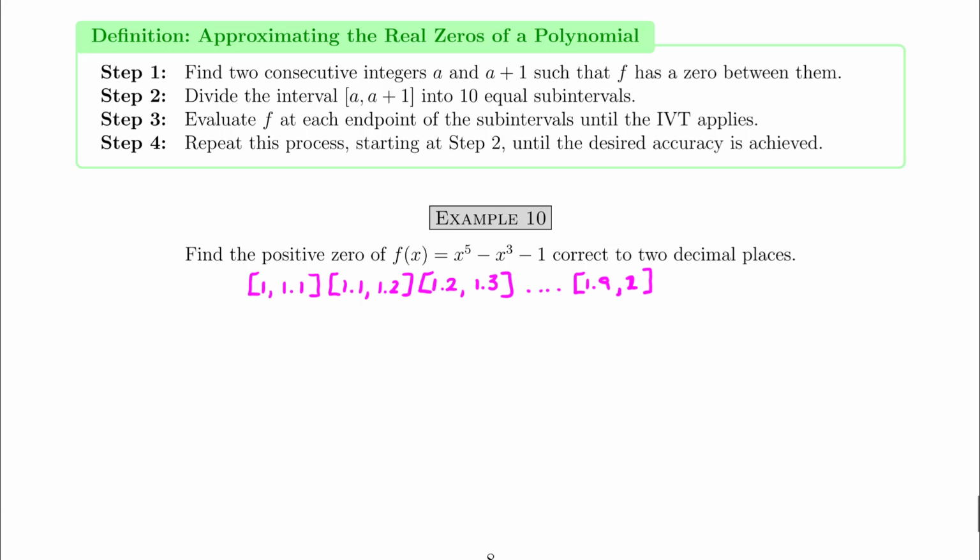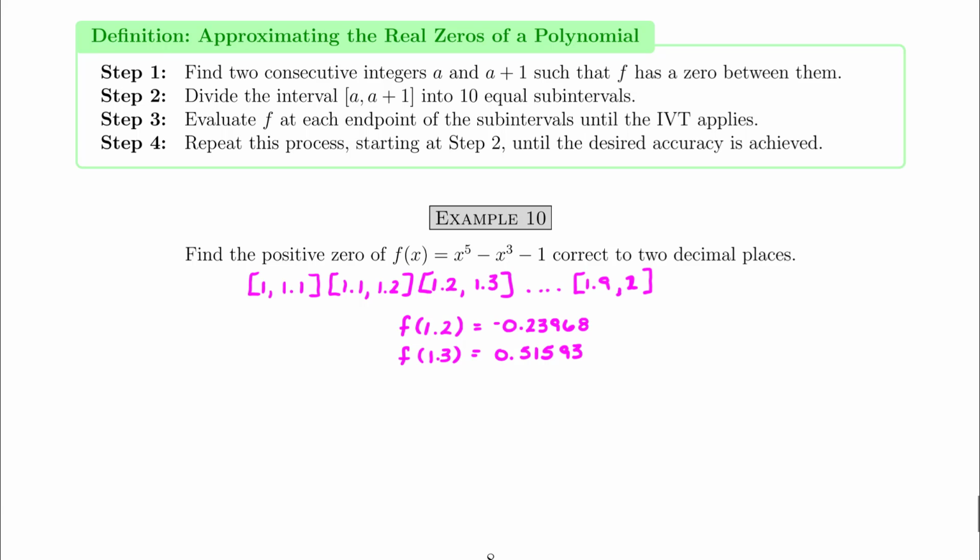Well, from 1 to 1.1, I've already done these. It ends up being negative to negative, so there's no sign change. From 1.1 to 1.2, they both end up being negative, so there's no sign change. But what happens when we evaluate the function at 1.2? It's negative 0.23968. And when I evaluate it at 1.3, I get 0.51593. So somewhere between 1.2 and 1.3, the graph crosses the x-axis because we've gone from a negative value to a positive value. There is a distinct sign change there.